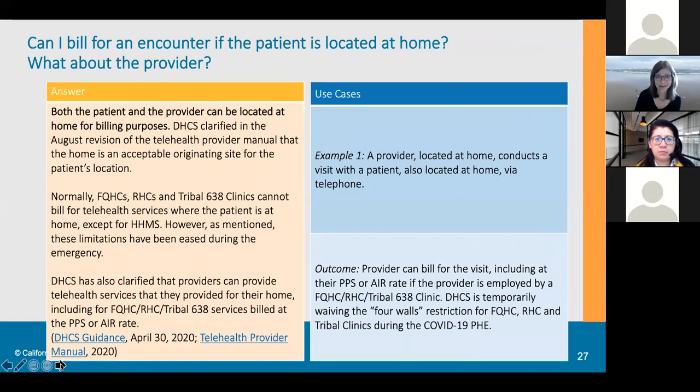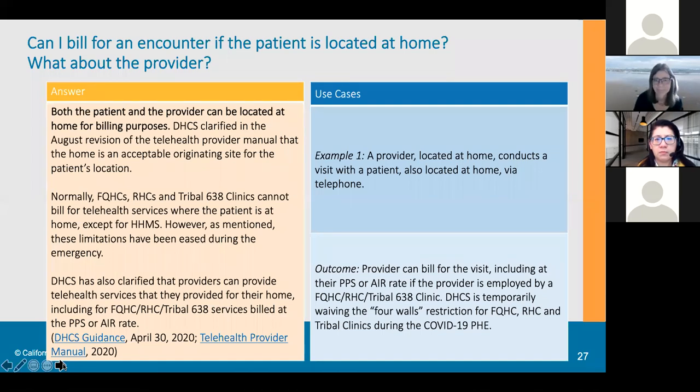Can I bill for an encounter if the patient is located at home? I think we can all respond a resounding yes on that one after the last 2 months. Providers at home, billers at home, we're all at home and we're doing work just as well as if we'd been in a business setting or a clinic setting. So yes, you can bill for the visit. In terms of the FQHC, Bao? Yes, the same is true for FQHCs and RHCs. The patient can be located at home. The provider can be located at home during the telehealth visit, and it is billable.